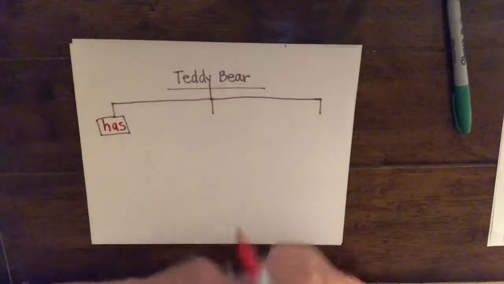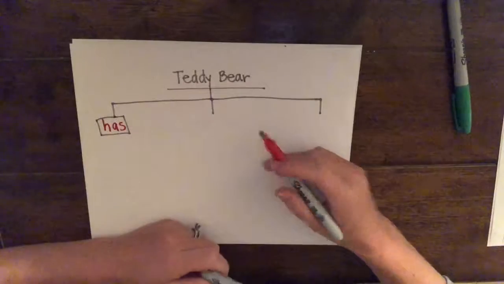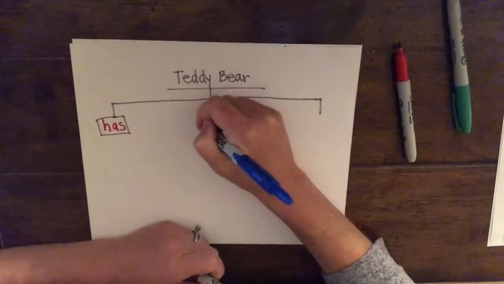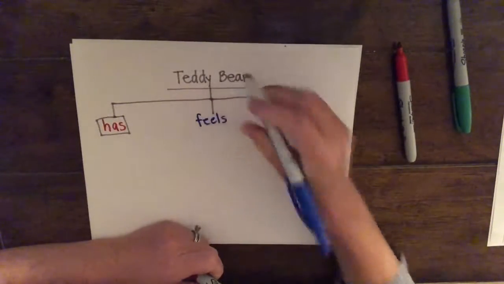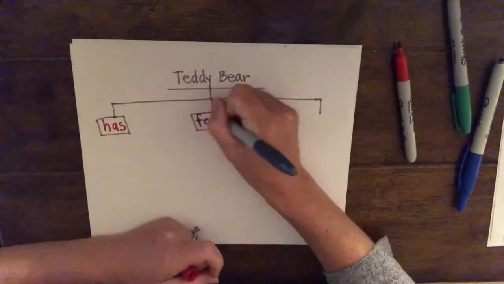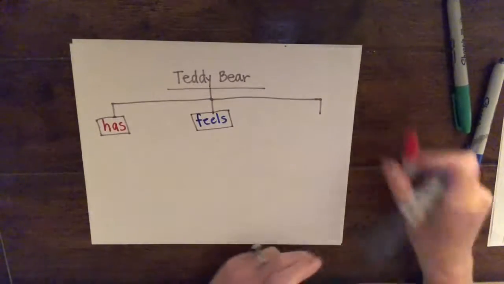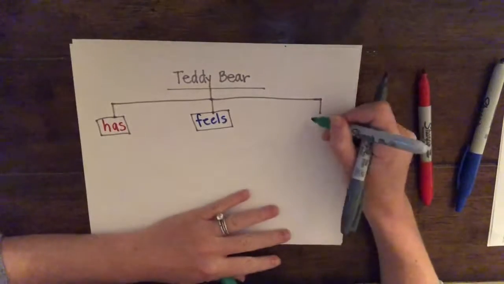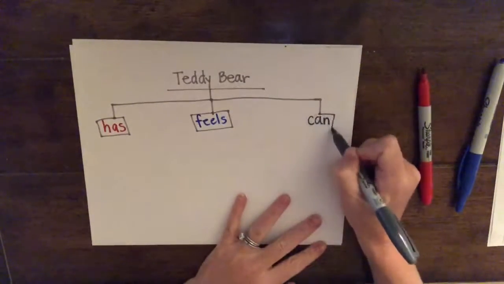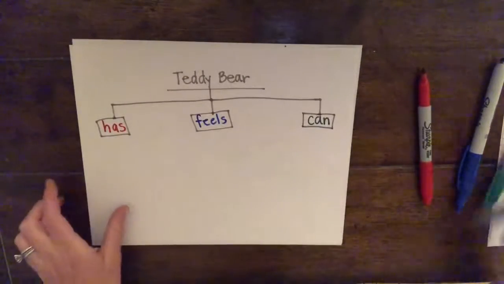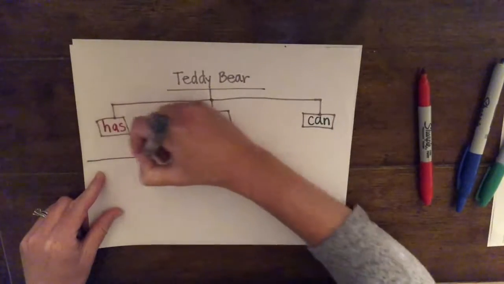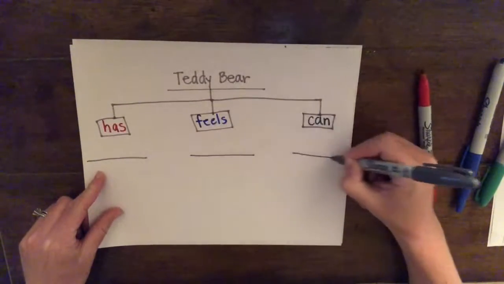So you'll say, okay, we're going to write about what the teddy bear has. And then we're going to write about how it feels. The teddy bear feels. And then lastly, we're going to write about what the teddy bear can do. So teddy bear can. So the reason it's best to have this on one page is so you can see them both together. But you'll have a line under here and you'll fill it in using your circle map.